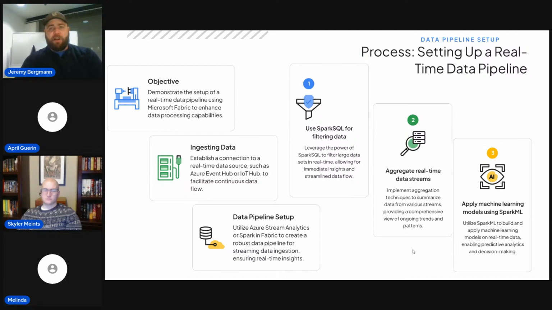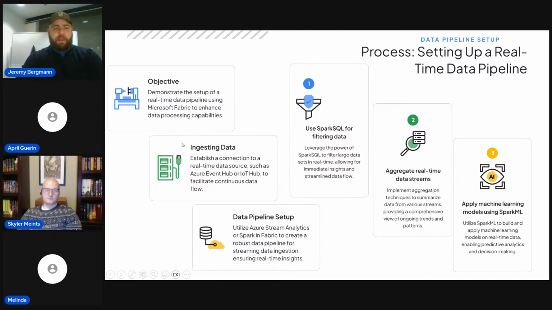So the process of setting up a real-time pipeline is very similar to what we've done throughout the class. The objective is setting up the pipeline with the Microsoft Fabric real-time tools, ingesting the data, whether you do that as we've traditionally done with Azure Data Factory, or you do it now with one of the real-time ingestion tools, being able to do that by Event Hub or IoT. So you're getting that, finding a way to handle that incoming flow, and then you're creating the pipeline.